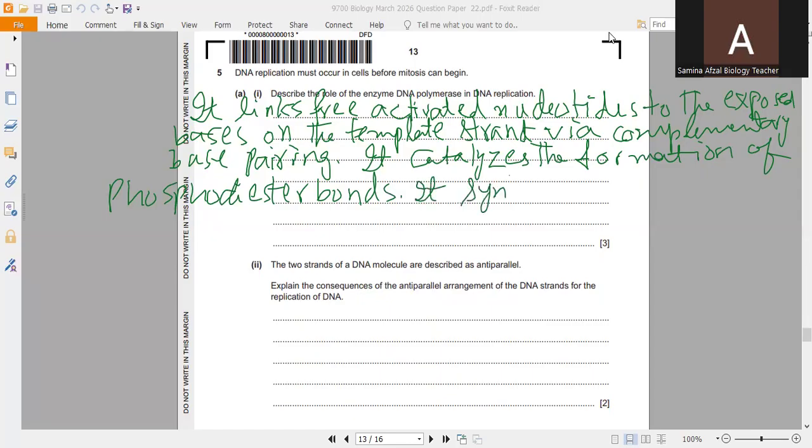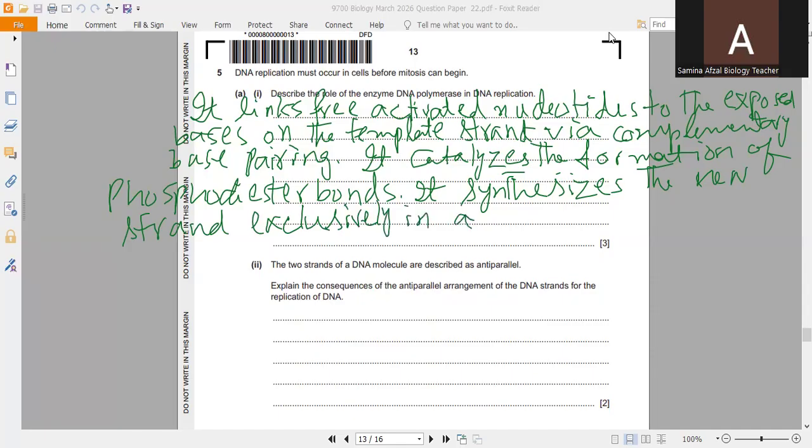it synthesizes the new strand exclusively in a 5 to 3 direction.